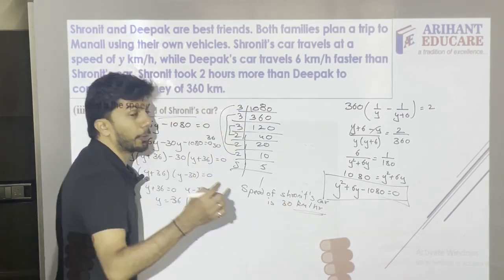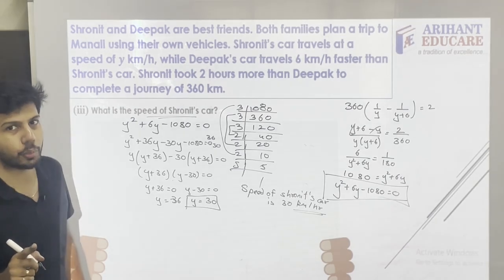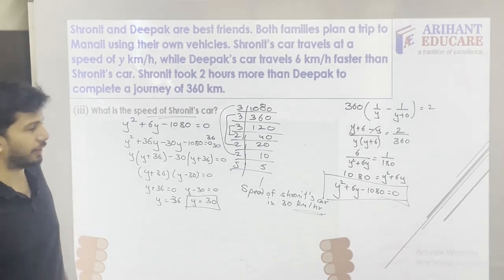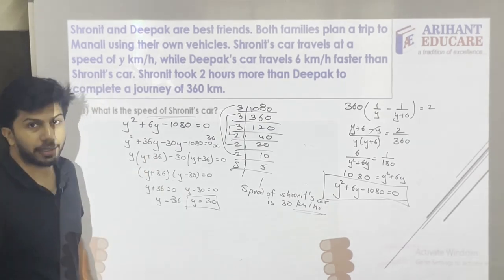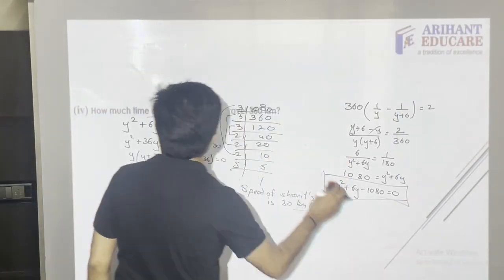Students often forget to put the units. Make sure you do not do that. You will lose your half mark unnecessarily. So we have the speed of Schrodinger's car, which is 30 kilometer per hour. Let's take it to the next question.